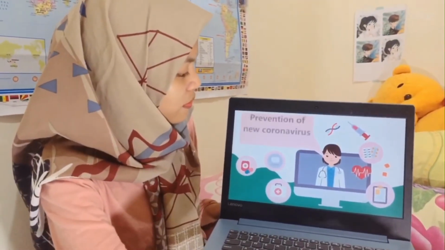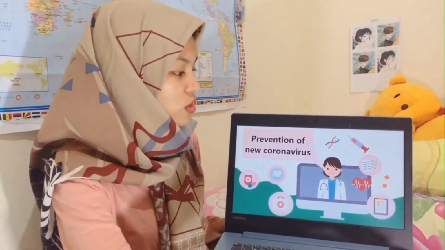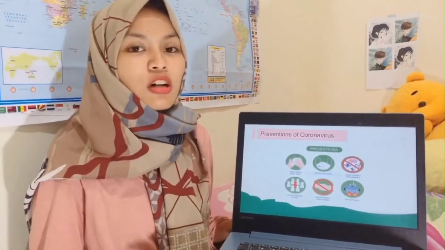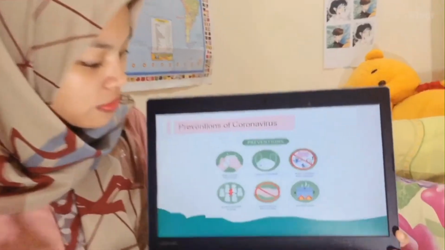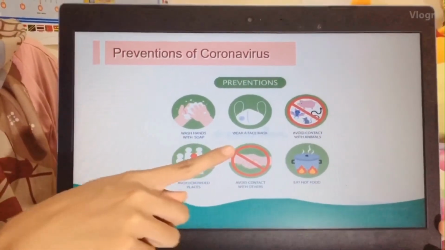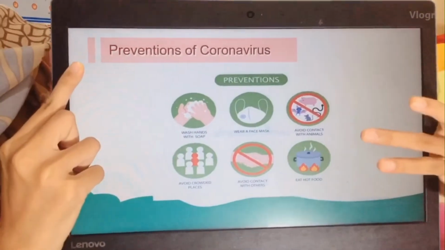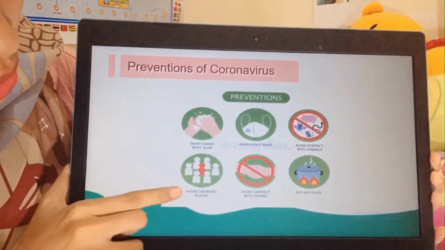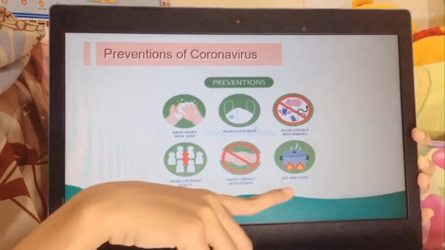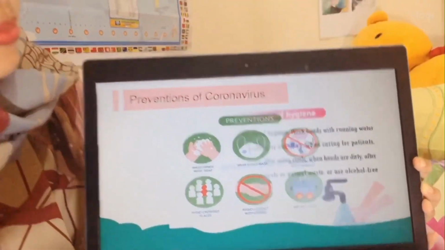Next, prevention of the new coronavirus. How to prevent coronavirus? Number 1, wash hands with soap, wear a face mask, avoid contact with animals, avoid crowded places, avoid contact with others, and eat hot food.